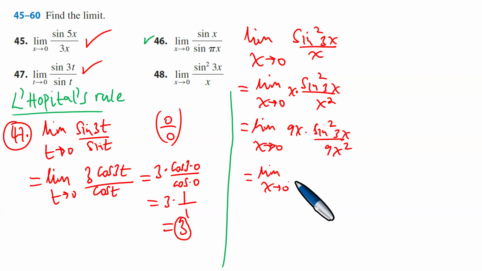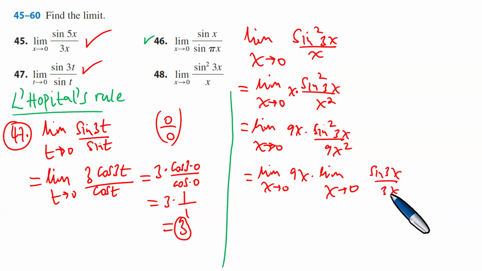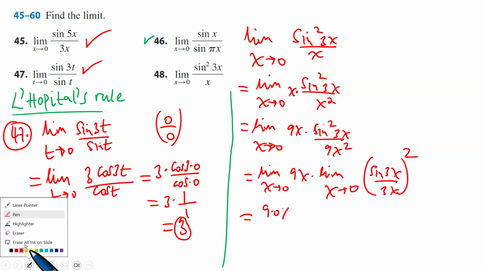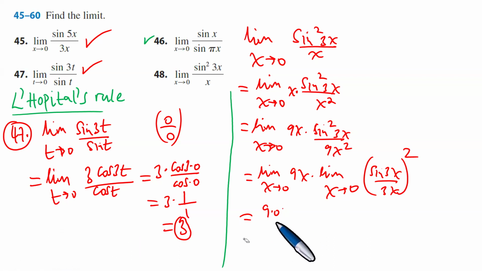As x approaches 0, the limit as x approaches 0 of, we can write this one as (3x over 3x) all squared, like this. Obviously you get 0, that's the answer, because now you have the limit of 9x, which is like 9 times 0. Then you put it in an open parenthesis like this.